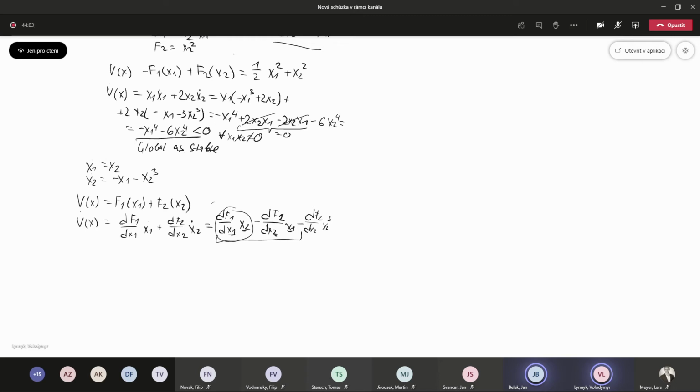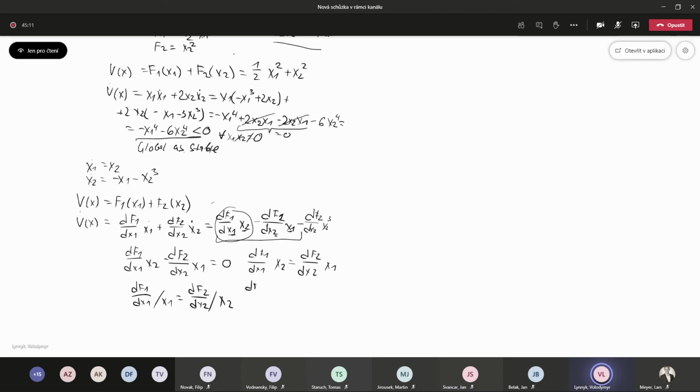Okay, thank you. And now df1/dx1 x2 minus df2/dx2 x1 equal to 0, and df1/dx1 x2 equal to df2/dx2 x1, and the same: df1/dx1 divided by x1 is equal to df2/dx2 divided by x2.